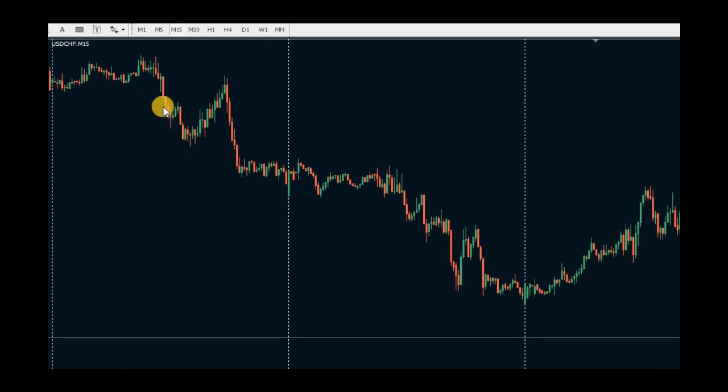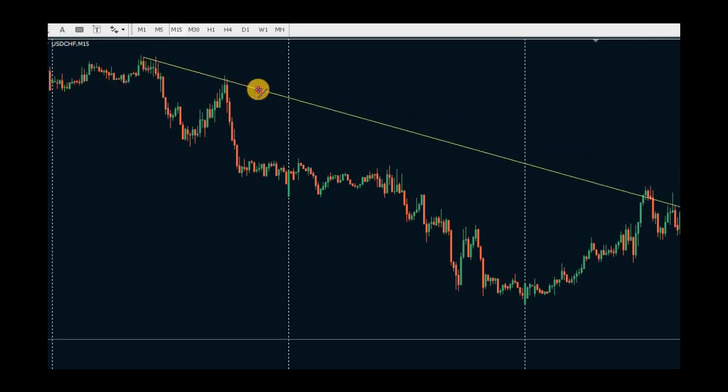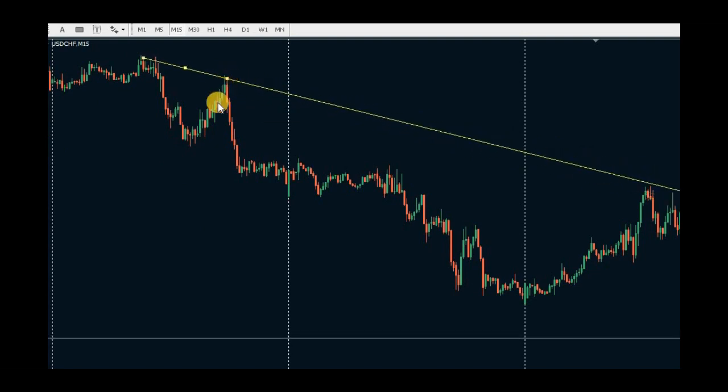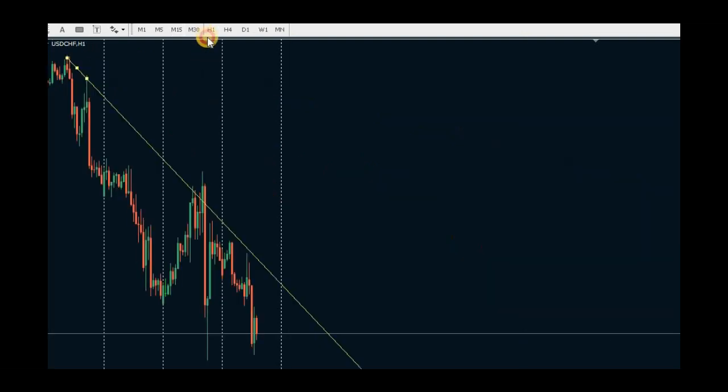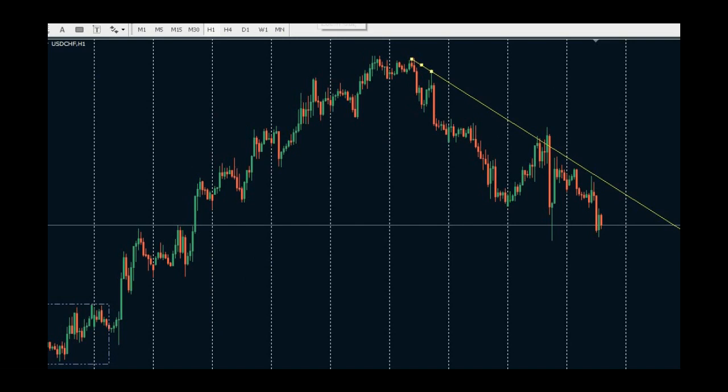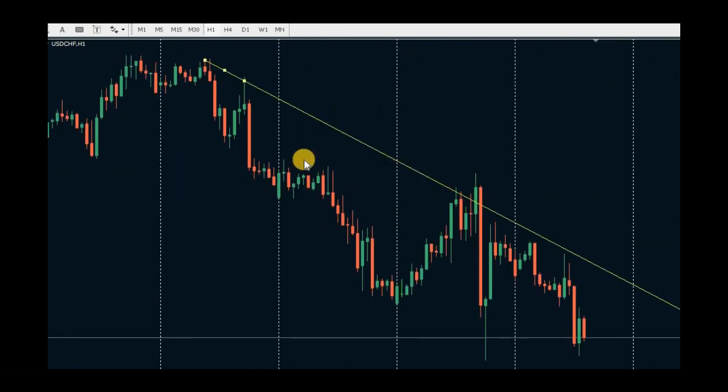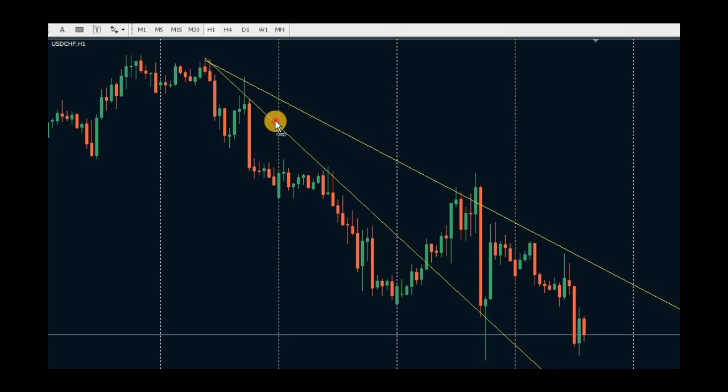We are in a 15-minute time frame and the price is in a downtrend. If you want to draw a trend line in this time frame, we need to connect these two tops to each other, and as you can see, there are lots of untouched points here, untouched price here. But when we go one time frame higher, let me zoom in, the right trend line for us here is this one.